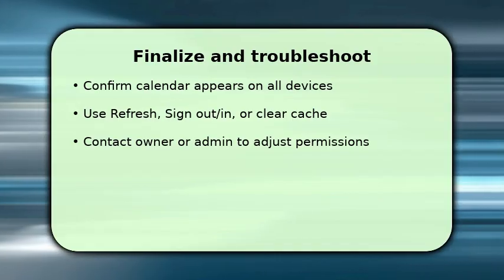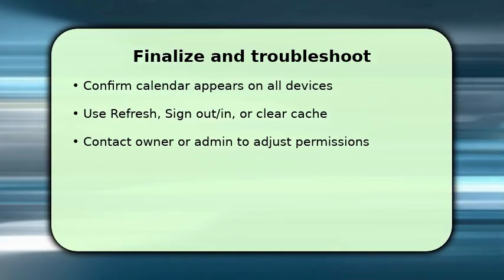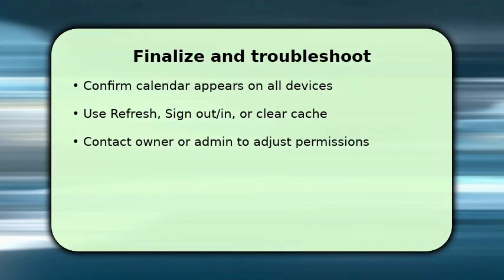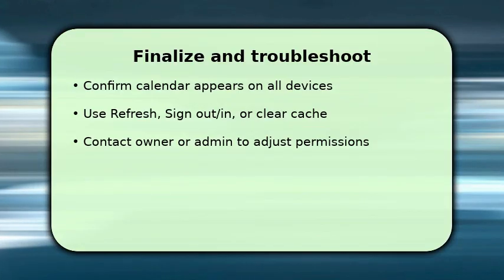If the calendar is missing or shows limited details, refresh the view, sign out and back in, or clear the app cache. These steps often restore sync. If problems persist, contact the calendar owner or your Office 365 admin to confirm sharing permissions and that the calendar was shared with the correct account.